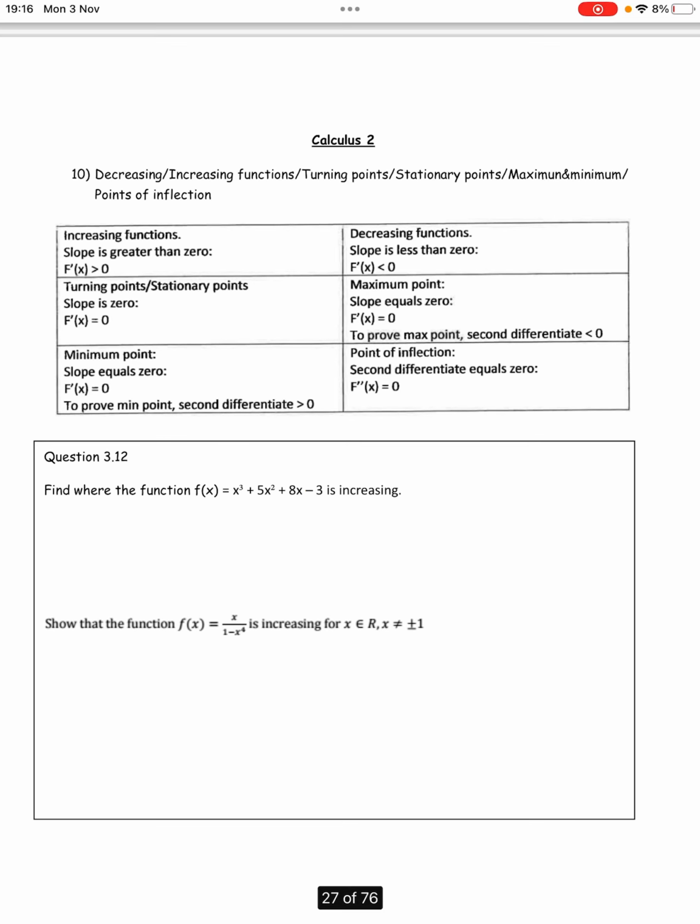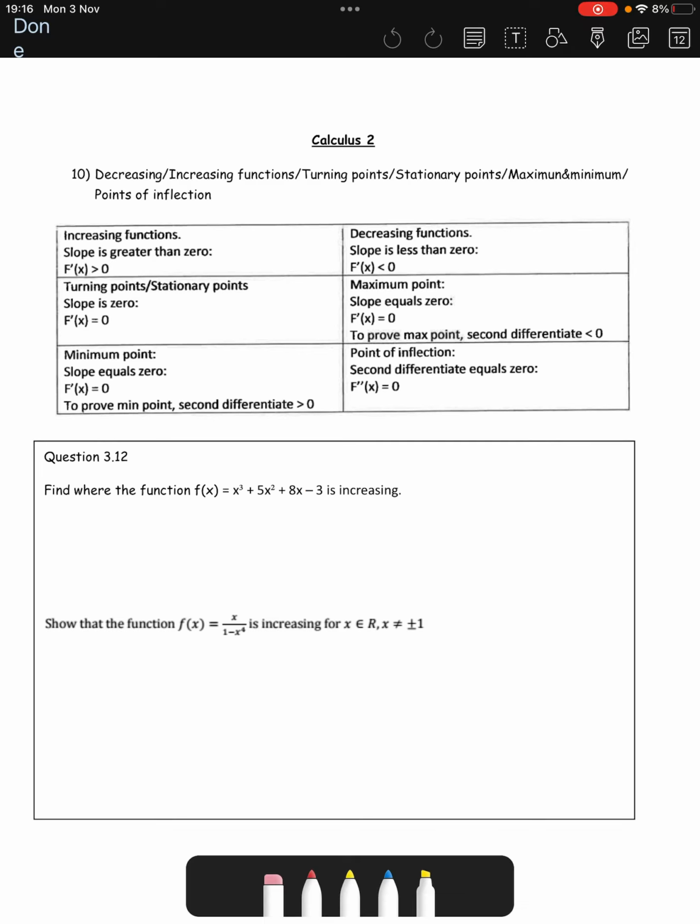Right, so questions from our notes then. Question 3.12, we have find where the function is increasing. Now, if we're looking to find where something is increasing, straight away, I know we're talking about our slope. Where is our slope greater than 0? So what we need to do is get our first derivative, because first derivative is slope, and find where our slope is greater than 0.